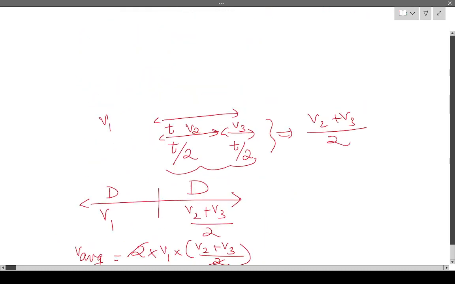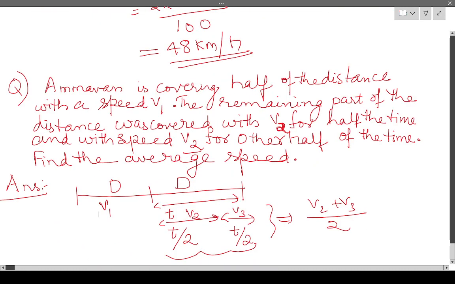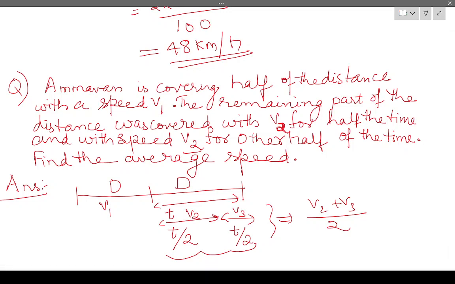Sorry guys, I made a small variable mistake. So please solve this problem once again. A man is covering half the distance with a speed v1 and the remaining part of the distance was covered with a speed v2 for half the time and with the speed v3 for the other half of the time. Find the average speed. This is a merging of two cases which we already discussed. First case, the distance is same. Second case, the time interval is same. And then we are merging these two cases together. Rather than taking it as one problem, it's a merging of two cases and then finding the average speed.